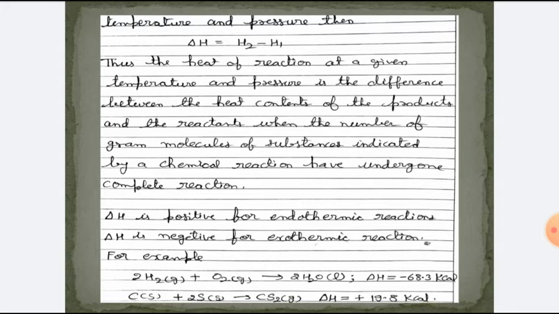Another example is solid carbon reacting with solid sulfur to give carbon disulfide, which indicates that 1 gram mole of carbon reacts with 2 gram mole of sulfur to produce 1 gram mole of liquid carbon disulfide with the increase of heat content by 19.8 kilocalorie. The positive sign of delta H here shows the increase of heat content.